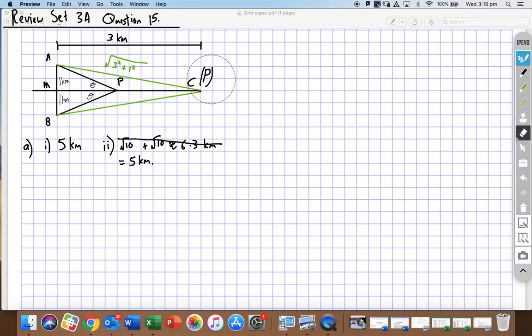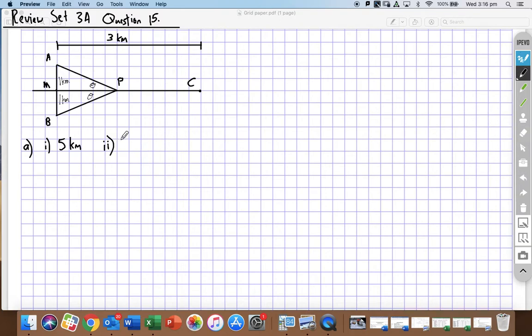All right. I'm not going to be able to erase this very well, am I? Let's try this. Okay, that's better. Sorry about that. So again, 5 kilometres.